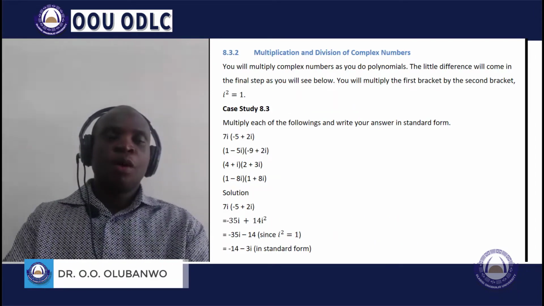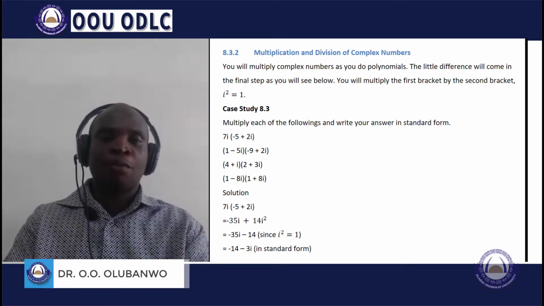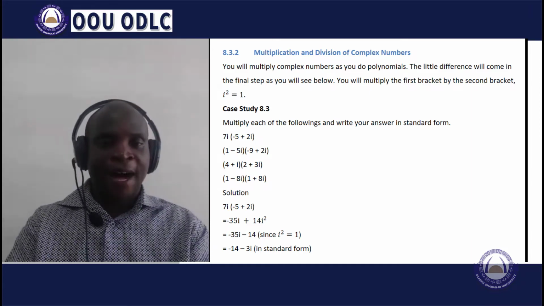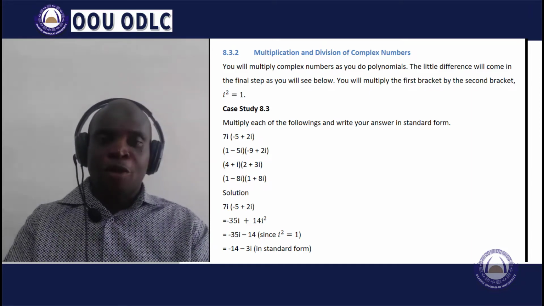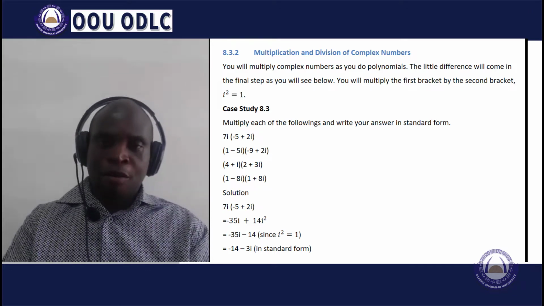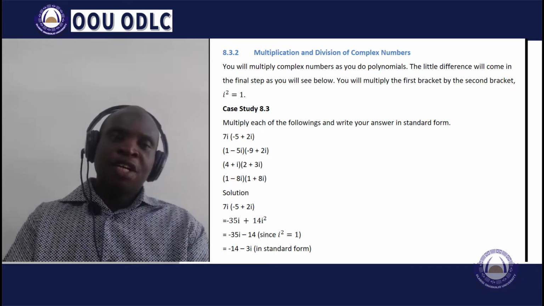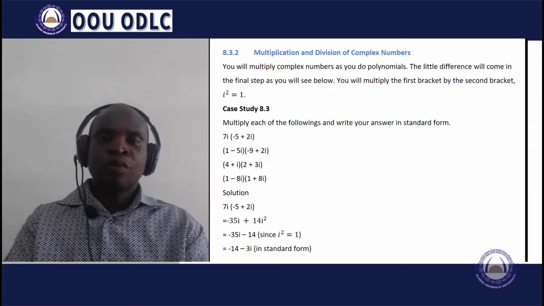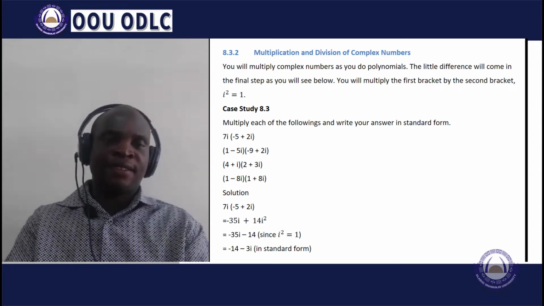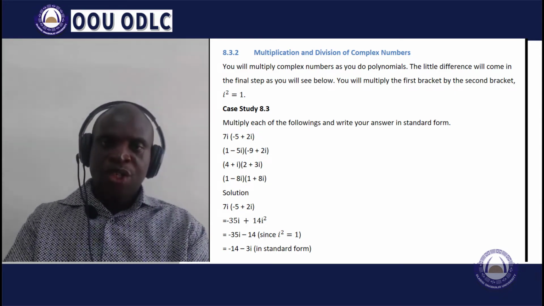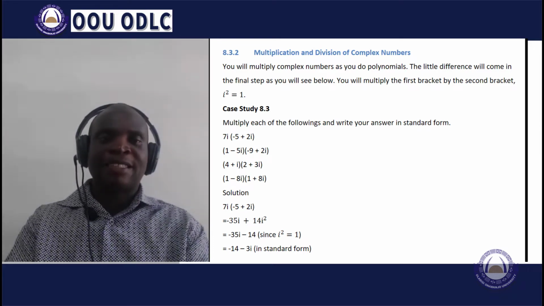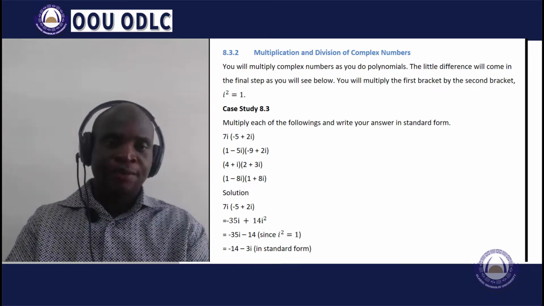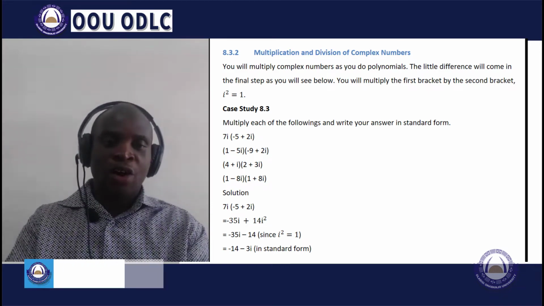The next one, multiplication and division of complex number. The same procedure we carry out for the real numbers, we also complete such in complex number. Now, you will multiply complex number as you do for polynomials. The little difference will come in the final step as we see below. You will multiply the first bracket by the second bracket. We have i squared equals minus 1. Our i squared is minus 1.